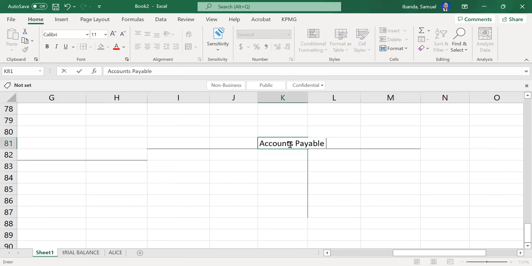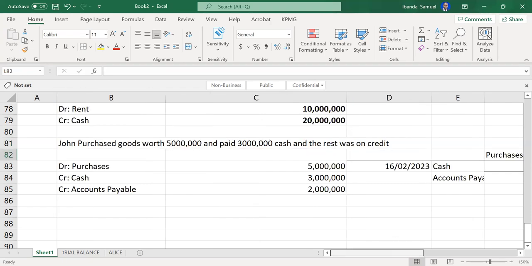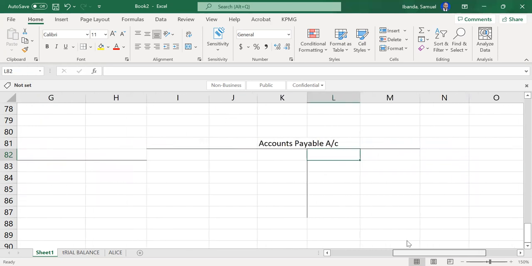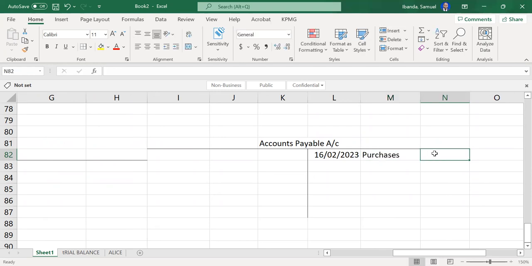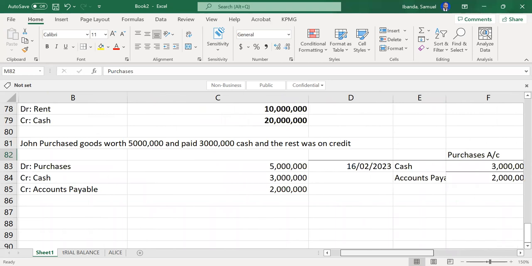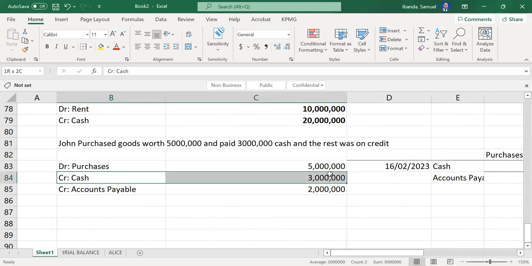Accounts payable account. So I'm going to credit here since, in our transaction, we are crediting accounts payable. So I'm going to come here and say same date, 16th, 02, 2023. I'll say purchases. Again, I don't call it accounts payable. Usually name it by the alternative account and record the 2 million, which was bought on credit. Now I bought some with cash worth 3 million.